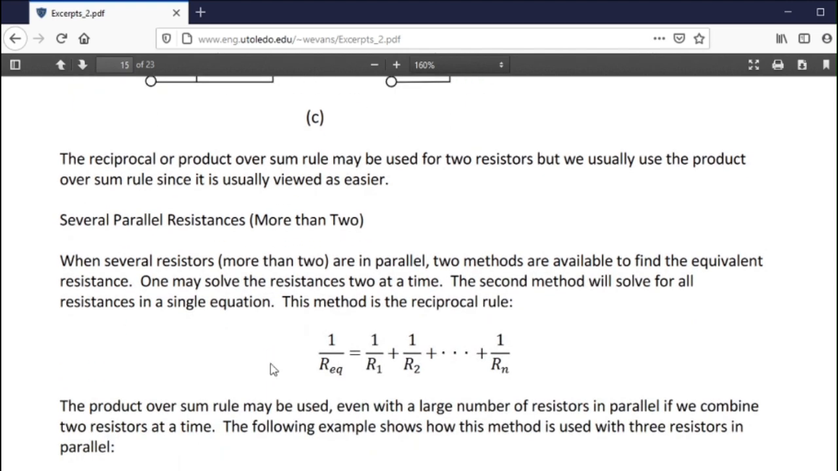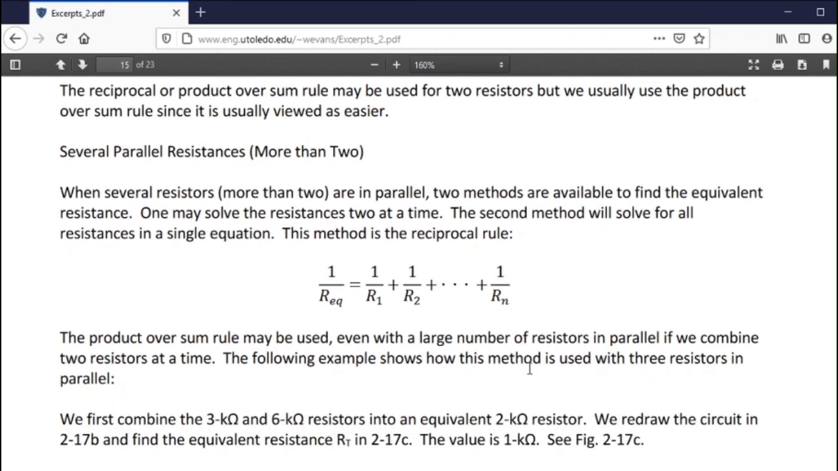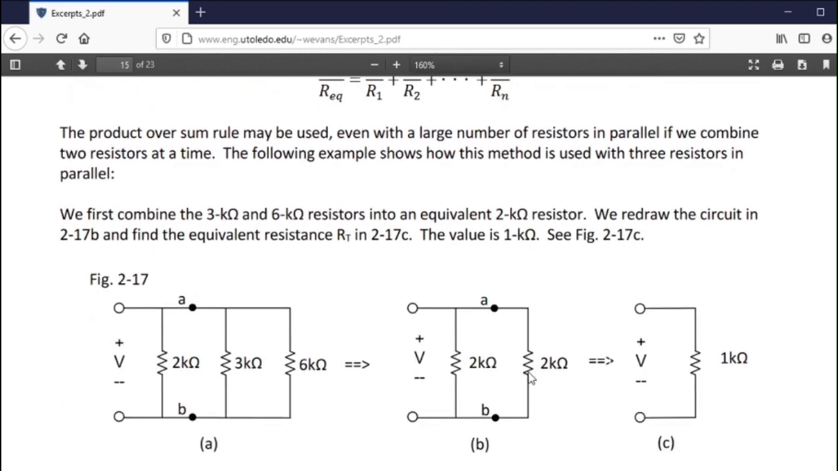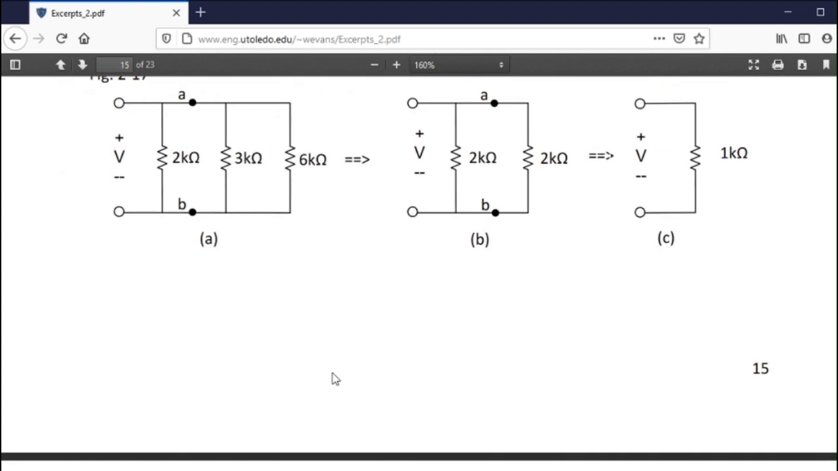Okay. If you have more than 2, use the reciprocal rule. 1 over R equivalent is equal to 1 over R1 plus 1 over R2 plus 1 over R3 plus 1 over R4 plus 1 over and so on. Keep on going. Okay, so here we have 3, don't we? One way to do it is to combine these two into 1, and then combine those two, and then you find the 1K for the combination. That's one way of doing it. Or you can find 1 over 2K plus 1 over 3K plus 1 over 6K equals 1 over R equivalent. Either way works.